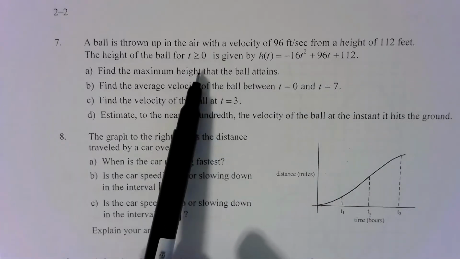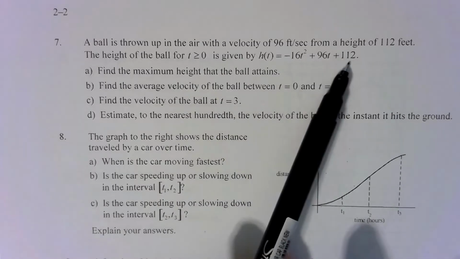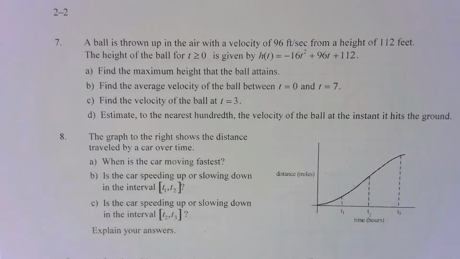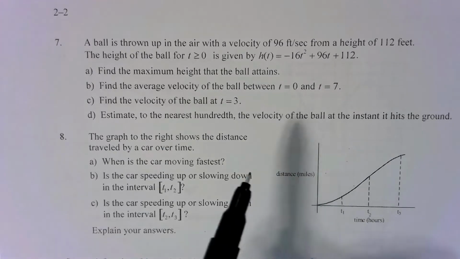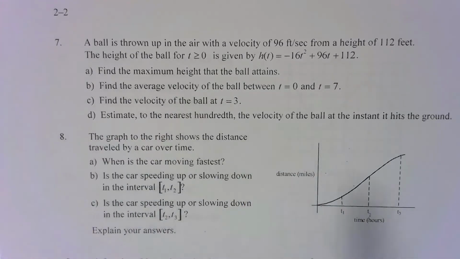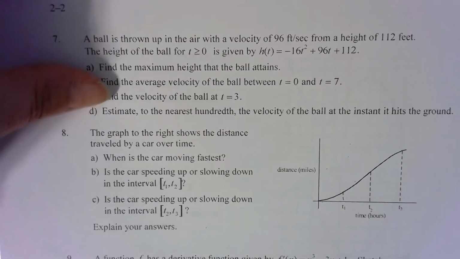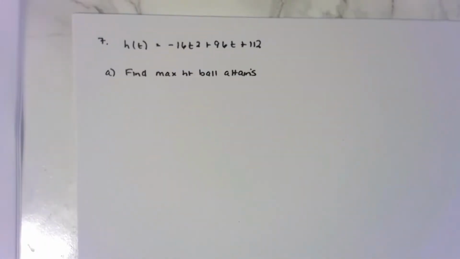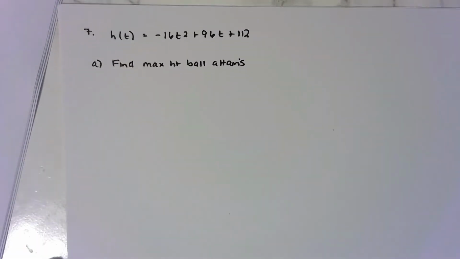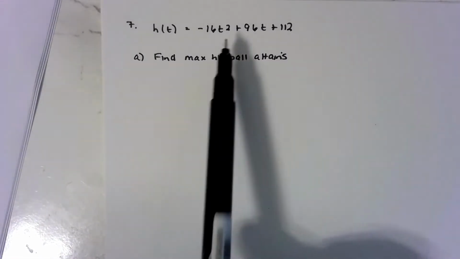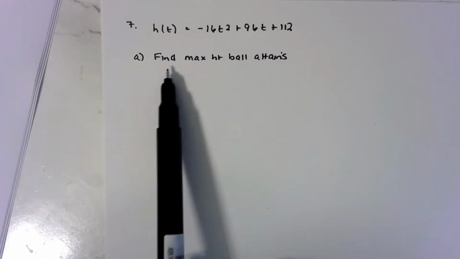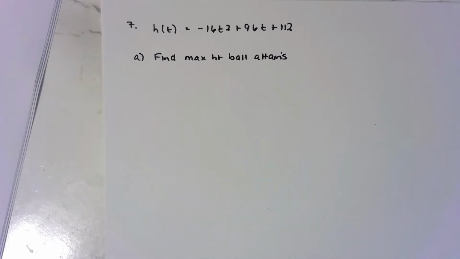If t is equal to 0, I plug 0 in, the ball is 112 feet above the earth, the ground, whatever. Okay. So let's look at part A, the maximum height that the ball attains. So I already put that here on the scratch paper so I don't forget. Here's my function that I'm working with. I'm looking for the maximum height that the ball attains.